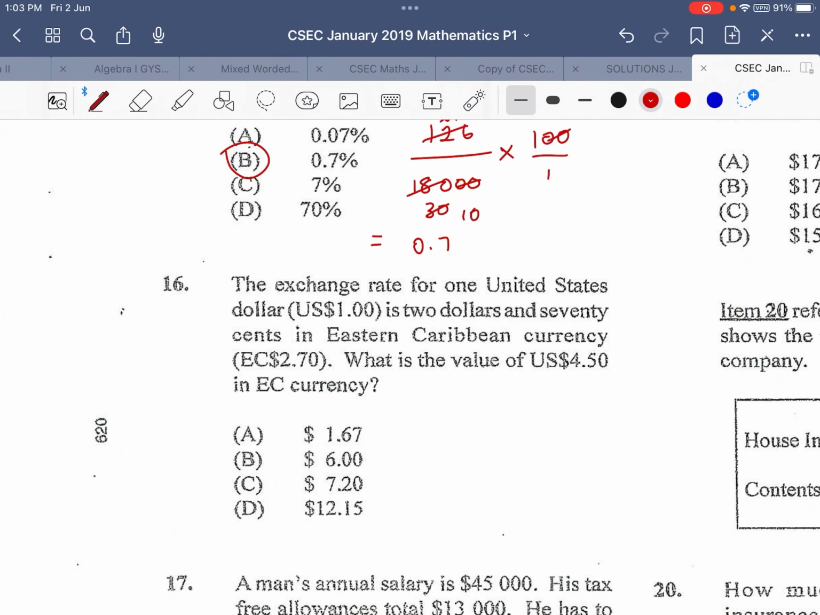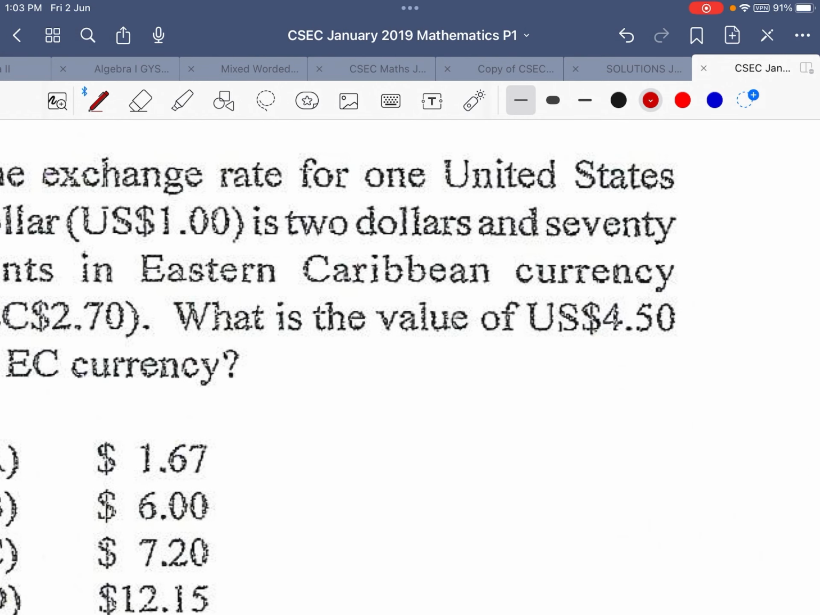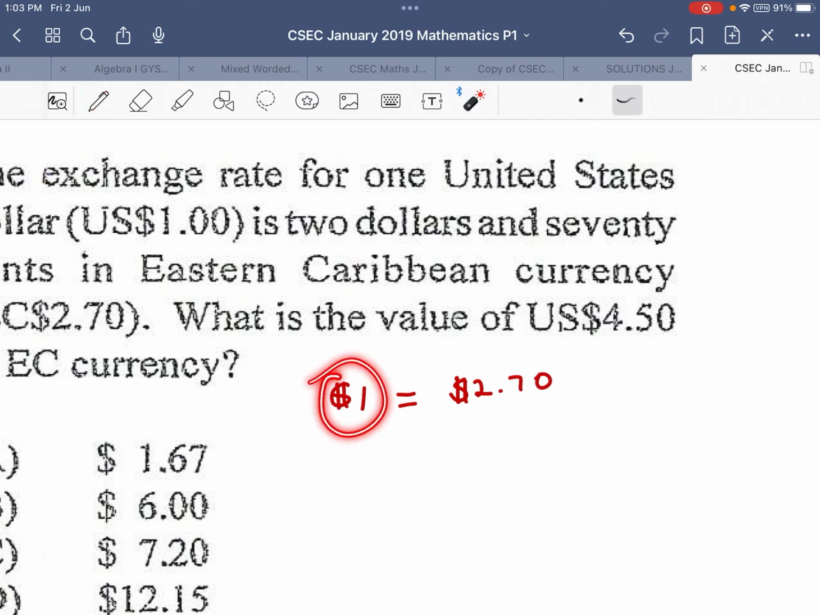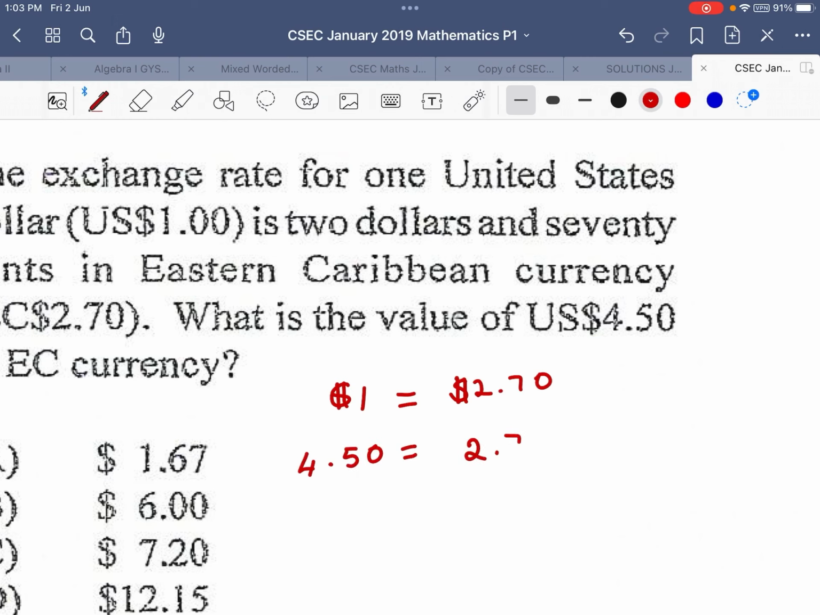The exchange rate for $1 is $2.70 in Eastern Caribbean currencies. What is the value of US $4.50 in EC currency? Okay, so we have $1 is equal to $2.70. So to get from 1 to 4.50 on this side, what we'll do is multiply by 4.50. So we need to do the same here.